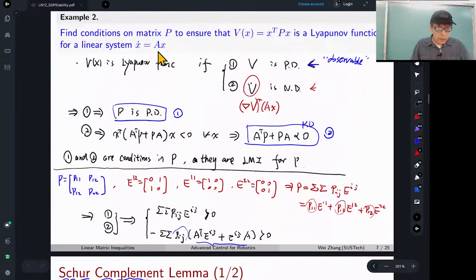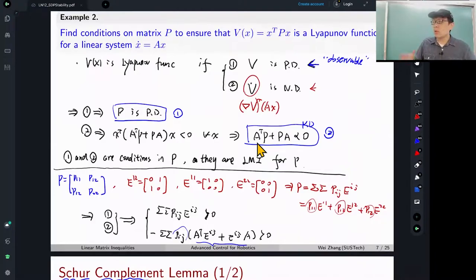All we need to look for is that, given the A matrix, whether I can find the P that simultaneously satisfies these two constraints. If that's true, then I can find the Lyapunov function. If that's not true, I cannot find one. For a linear system, this is the if and only if condition.